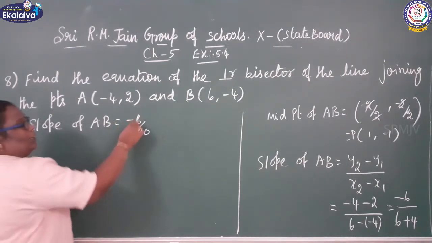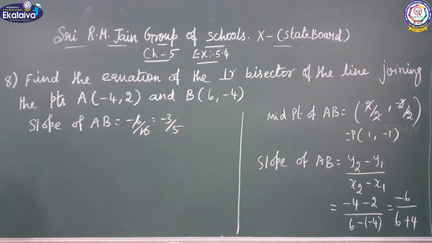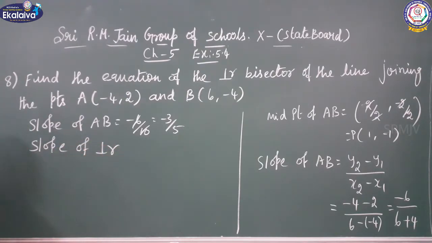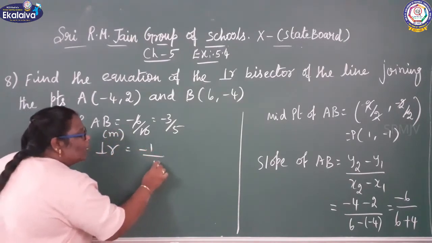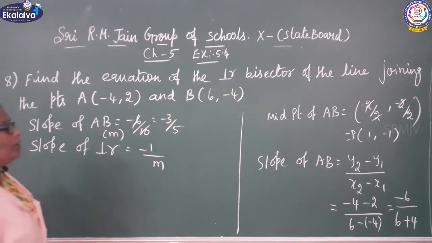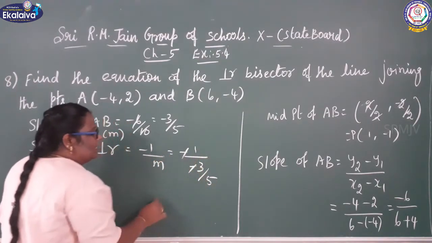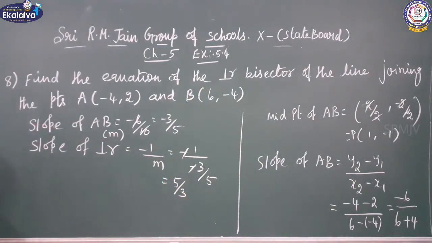You cancel the value by 2 table. Minus 3 by 5. Slope of perpendicular, or perpendicular slope, is nothing but what? This is m, so take it as minus 1 by m. It gives minus 1 by minus 3 by 5. Cancel, the value is equal to 5 by 3. So find the equation of the perpendicular bisector.